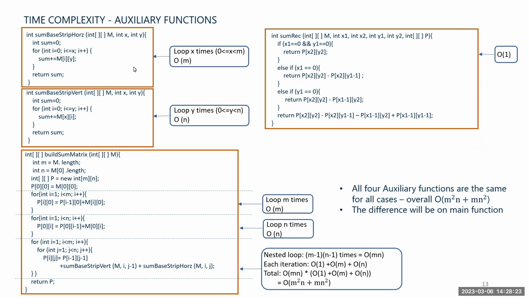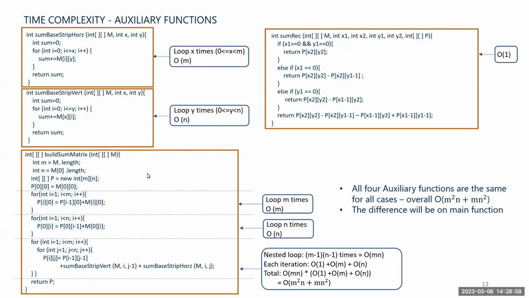The horizontal base strip function is linear iteration, will loop x times, where x is between 0 and M. So it takes O of M. The vertical base strip function is also linear iteration, will loop y times, y is between 0 and N. So it takes O of N.